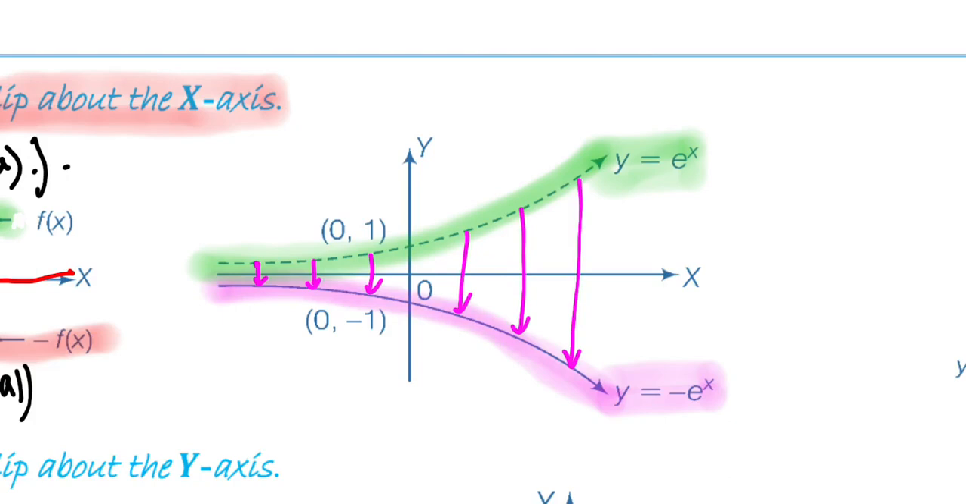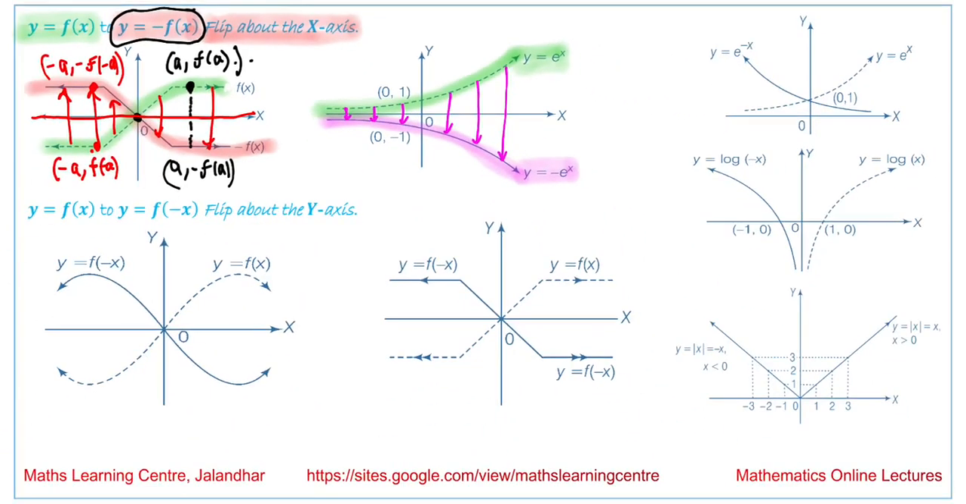Next, the function given to us is y is equal to f of x, and the graph of this function is given over here. We have to plot the graph of the function y is equal to f of minus x. So we are saying we have to flip about the y axis.